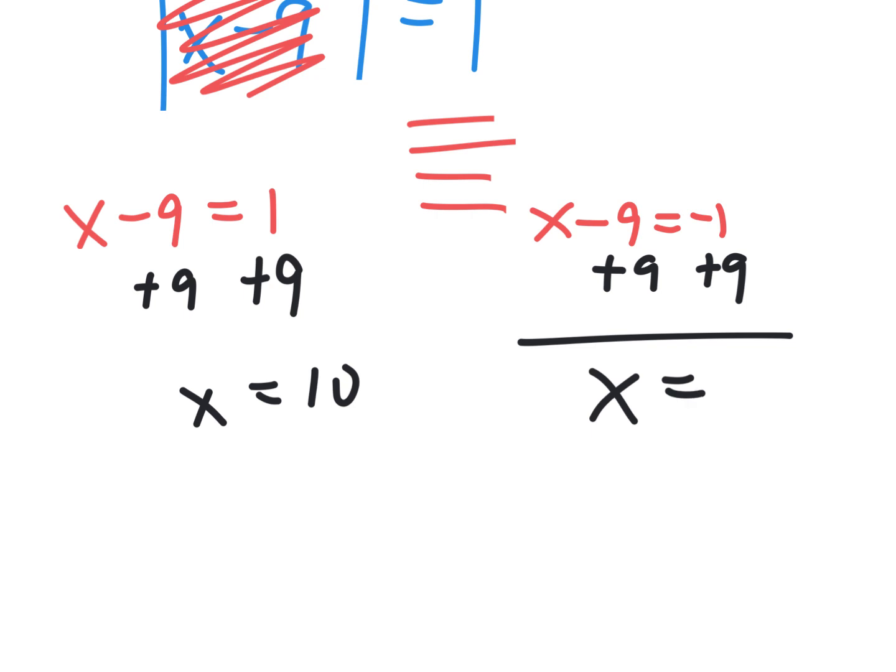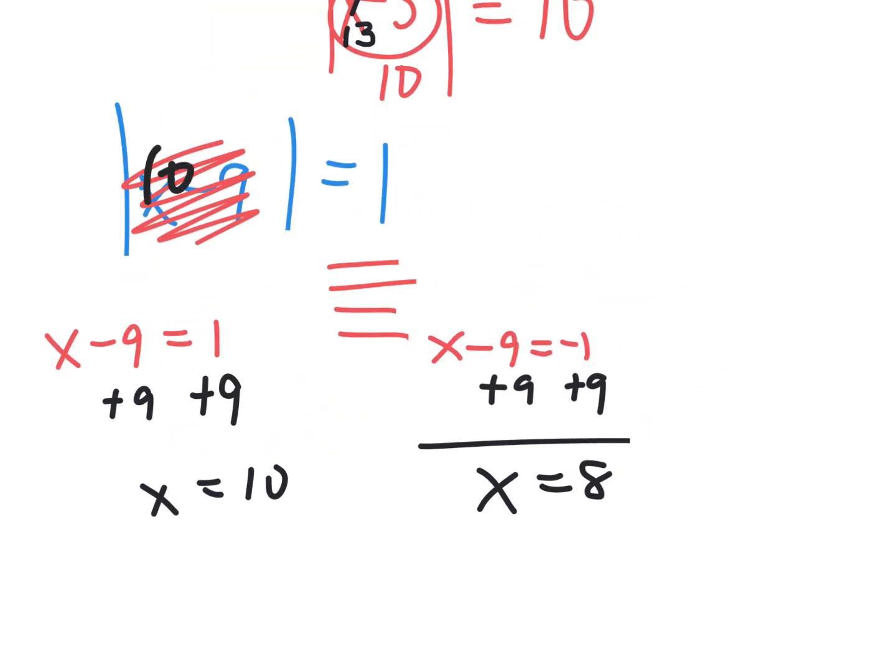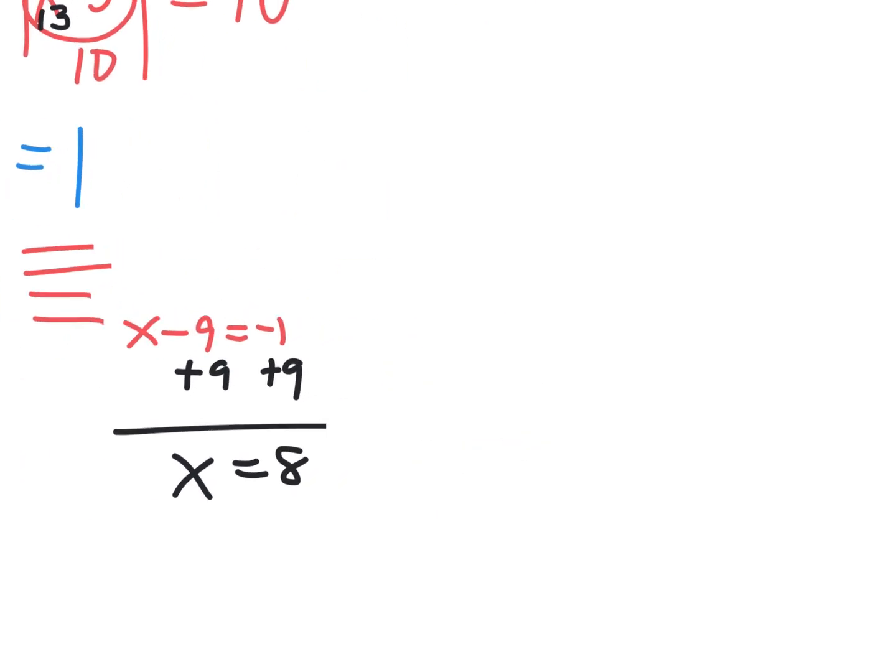X equals 8. And if I go back and put them in, 10 minus 9 is 1. Yay, it worked. And 8 minus 9 is -1. With the absolute value bars around it, it still works. Okay, that was a good one to talk about.